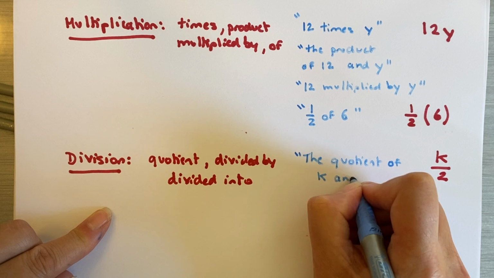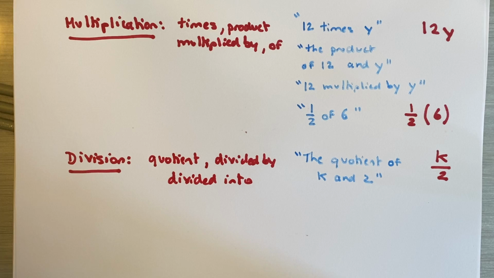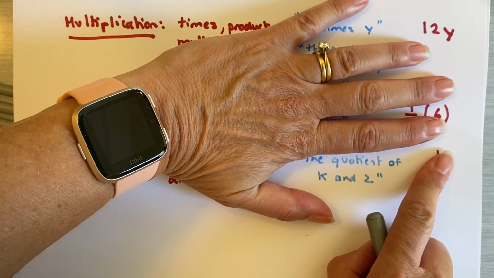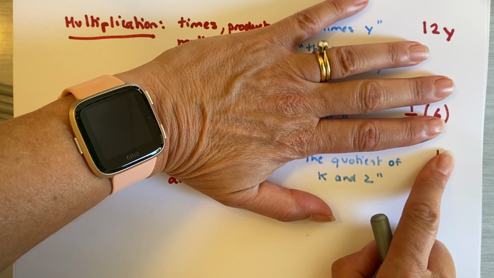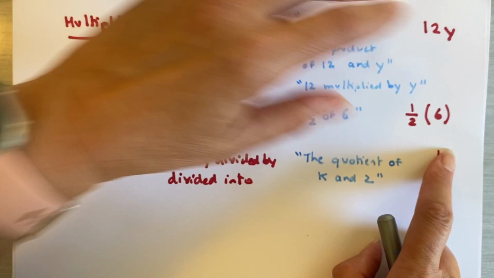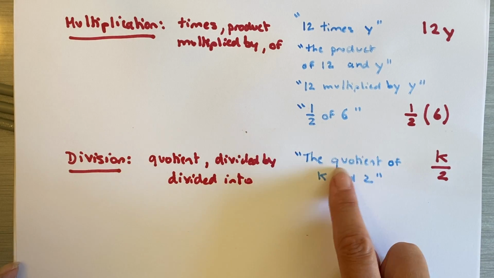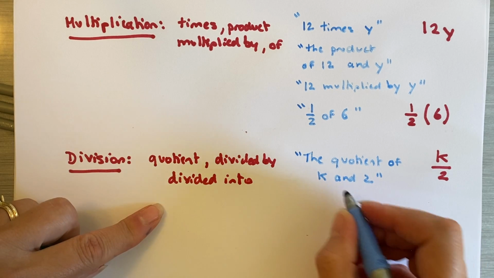k and 2. Now, if you remember what I said with subtraction, if you just saw this and nothing else, the quotient of k and 2, would you be saying it's 2 divided by k or k divided by 2? Just like with subtraction, the first number goes on top. So in other words, the first number goes first. And hopefully that will save you some problems.